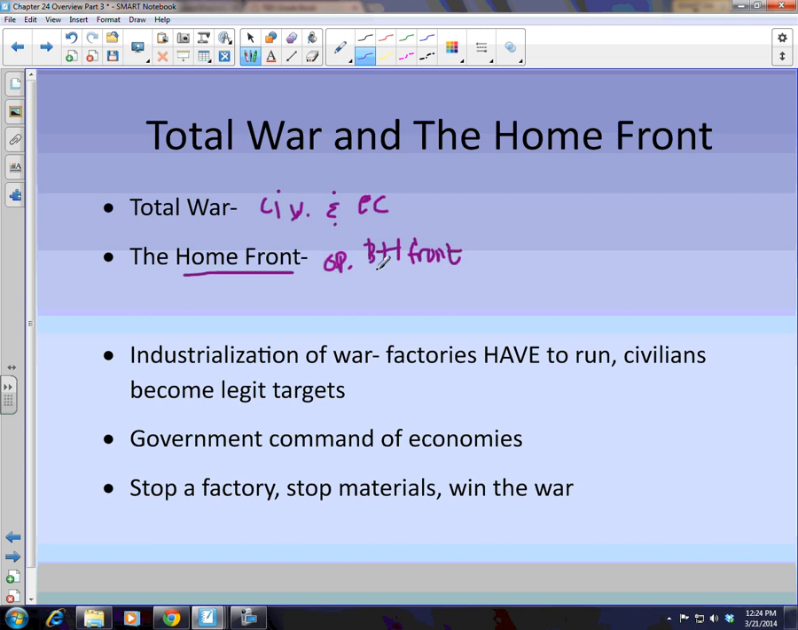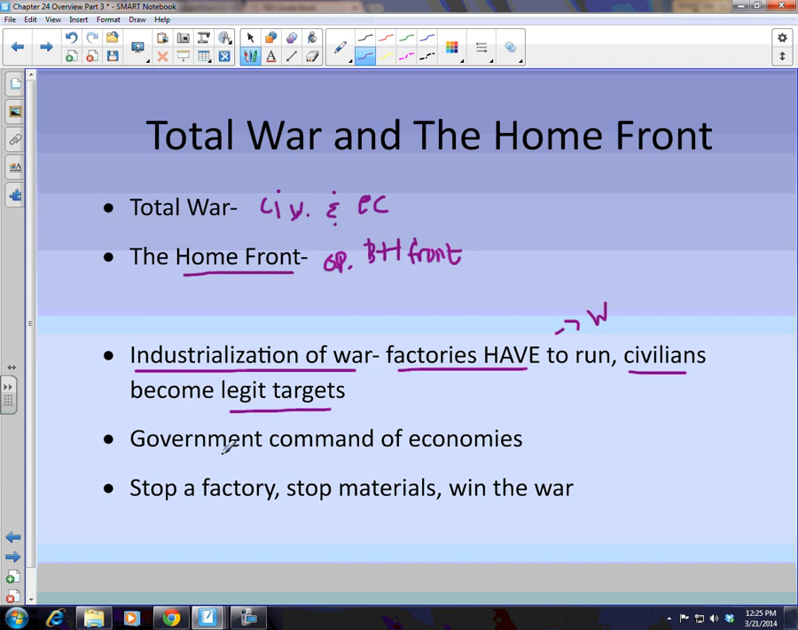And you might remember from United States history people proposing things like victory gardens and saving meat for soldiers. There was a huge push to get the people behind this stuff. Now, one of the reasons for this is because with the industrialization of wars, factories have to run because that's where the weapons are coming from. And guess who makes those weapons? Civilians. So they become legitimate targets because if you stop the factory, you stop the war.